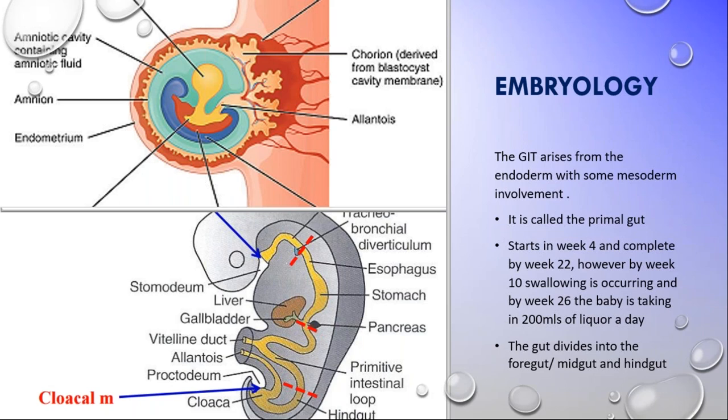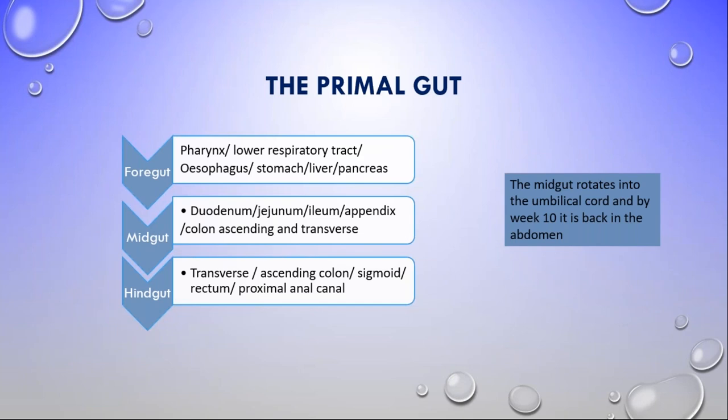So when we talk about the primal gut, the foregut consists of the pharynx, the lower respiratory tract, the esophagus, the stomach, the liver, and the pancreas. The liver, pancreas, and stomach are under the diaphragm. The esophagus goes through the diaphragm, and obviously the pharynx and the lower pharynx are above. So it's very important that you realize that the gut and the respiratory system can be linked when there are birth defects.